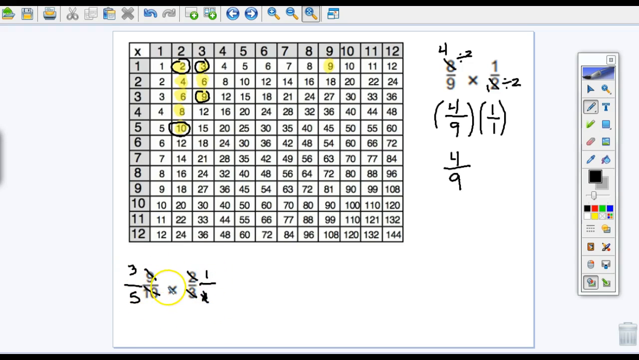When I multiply them together, 3 times 1 equals 3. 5 times 1 is 5. So my fraction is already simplified. I don't have to worry about it getting bigger or having to simplify it anymore or reduce it, because I already did the division over here, and then my answer is in its simplest form.